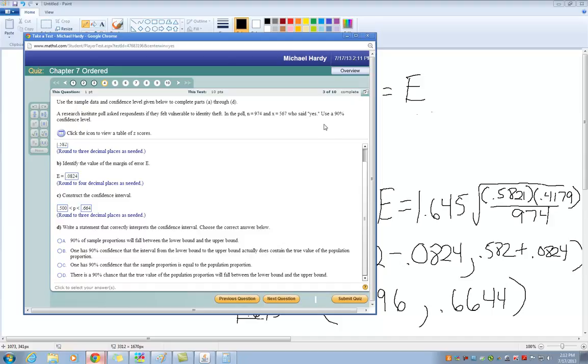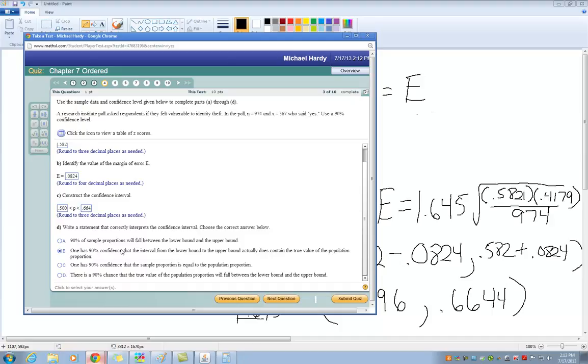Well, let's see how that interpretation stacks up with these. 90% of all sample proportions will fall between the upper and lower bound. Well, this isn't about sample proportions. This is about the population proportion P, not about P hat. Let's check out B. One has 90% confidence that the interval from lower bound to upper bound actually does contain the true value of the population proportion. That's not bad. I am betting that that is this.